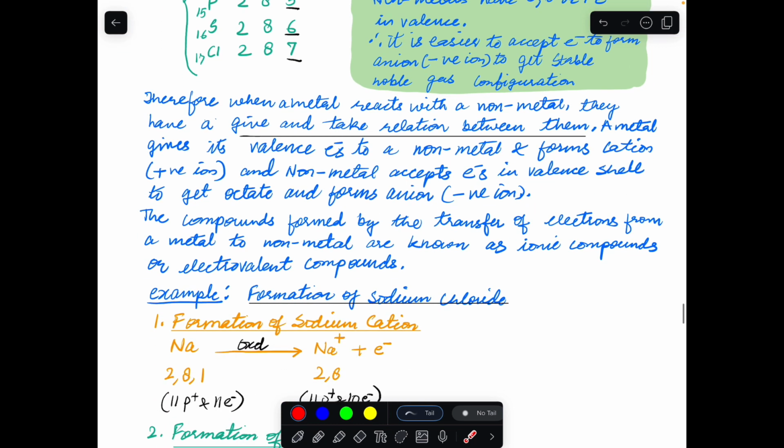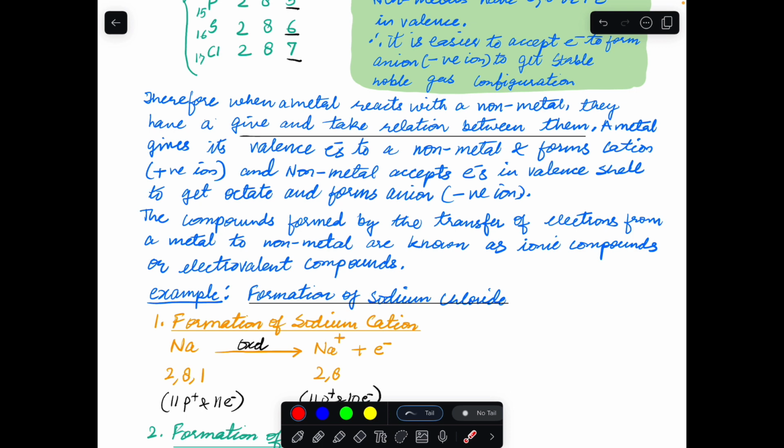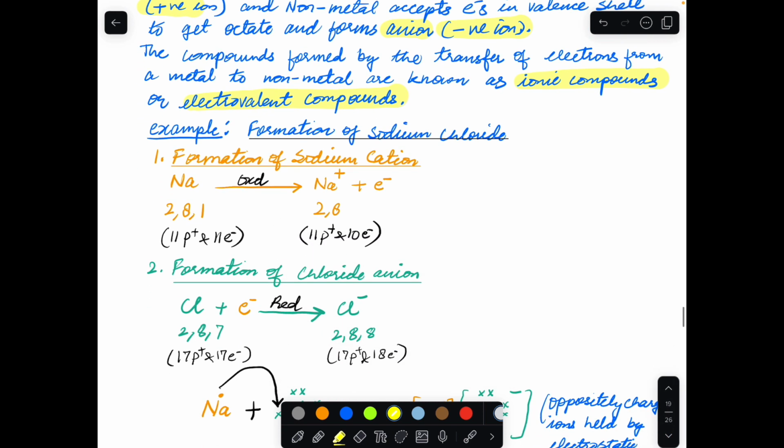And these compounds which are formed by the transfer of electron from a metal to a non-metal are known as ionic compounds. Okay, so these cations, that is your positively charged ions, and anions, that is negatively charged ions, will attract each other and therefore they will form a compound which we call an ionic compound or electrovalent compound. And here we have two examples from your NCERT book. So first is the formation of sodium chloride. So sodium chloride, how is it formed?